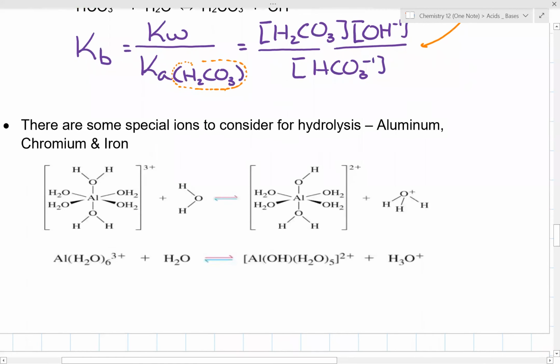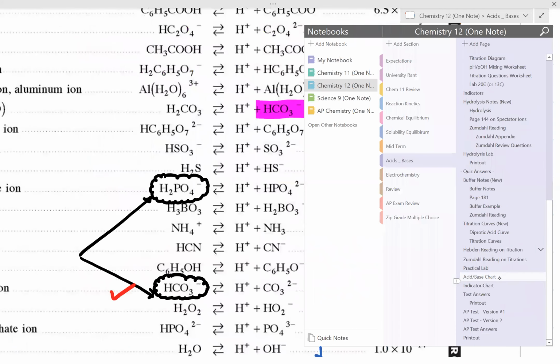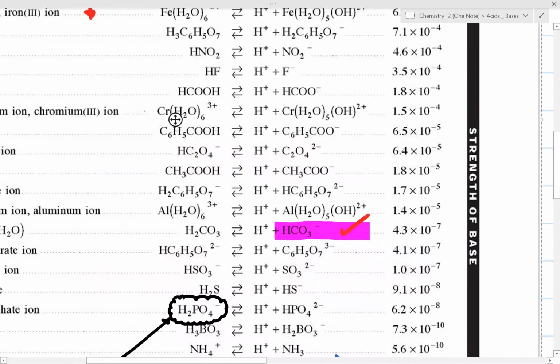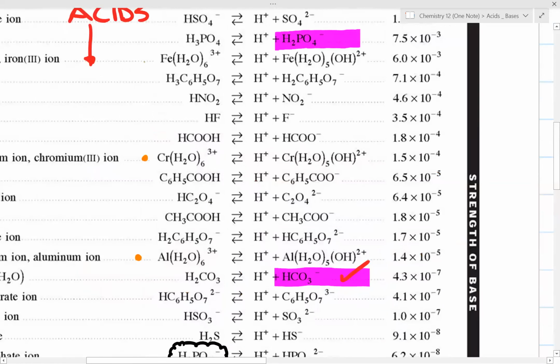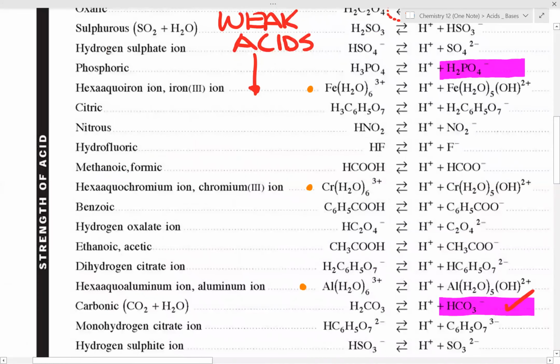Now, there are some special ions to consider for hydrolysis: aluminum, chromium, and iron. If you take a look on your acid-base chart, you will notice that you have chromium, you have aluminum, and you have iron here. Now, it has been experimentally determined that these ions produce an acidic solution. But the question is, how do they do that?